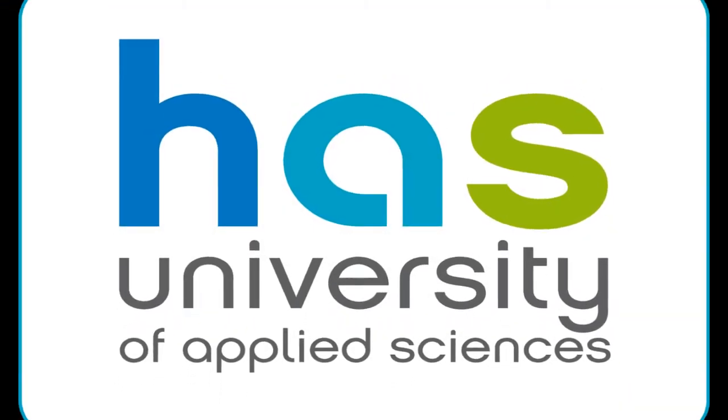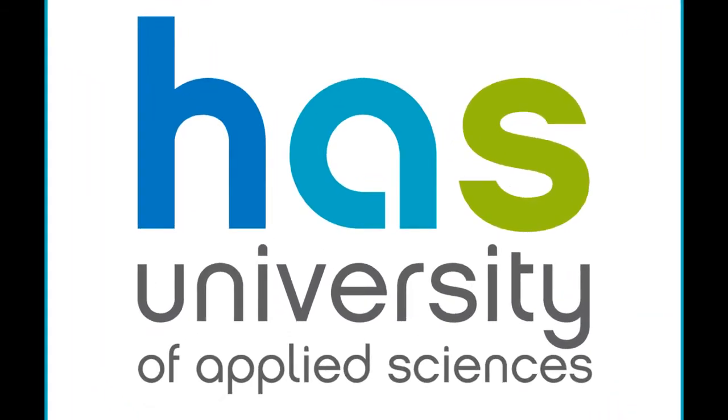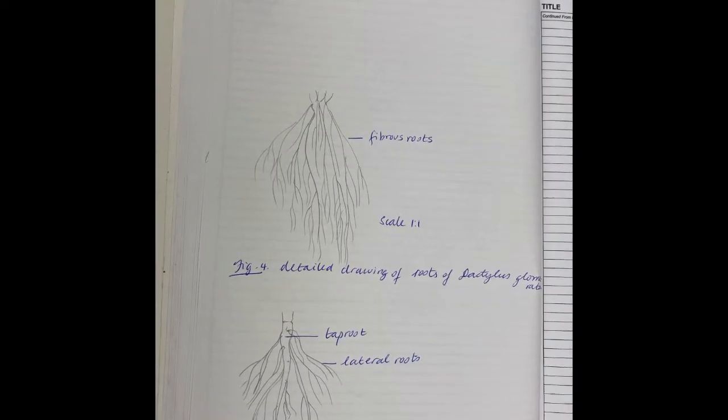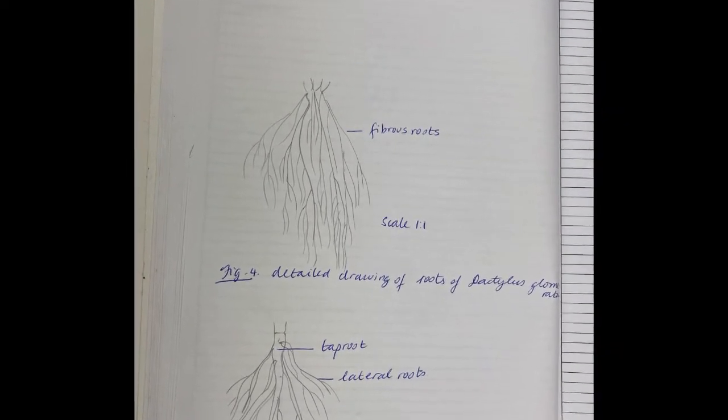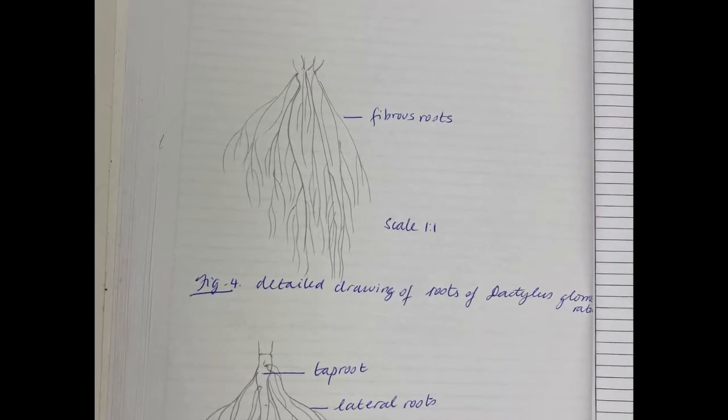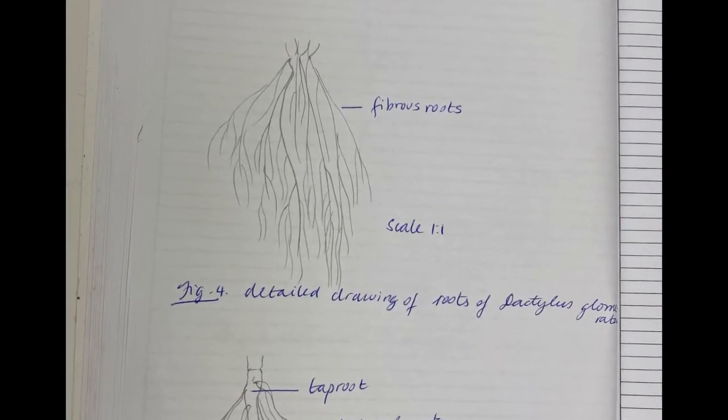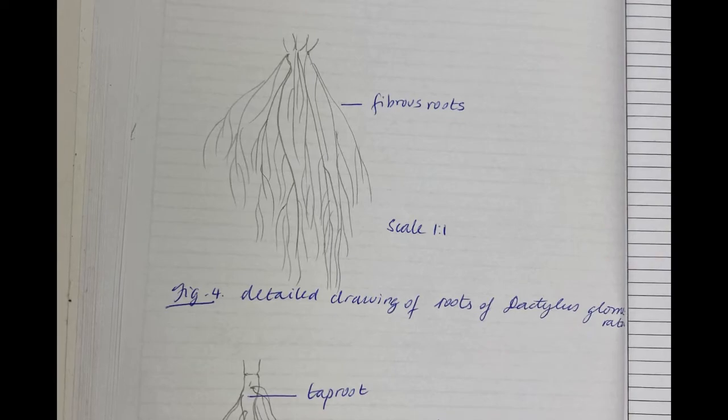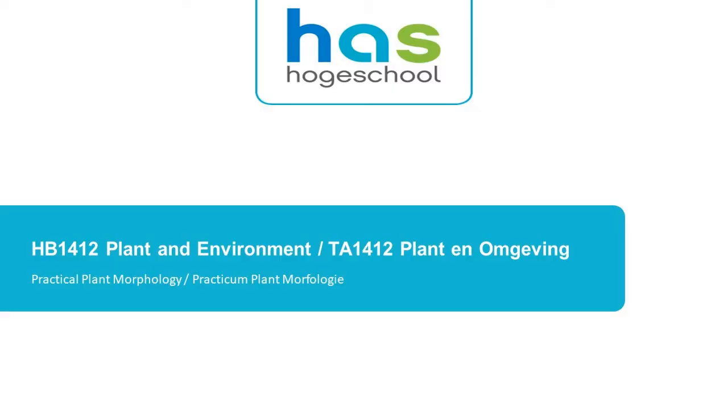We ended last time with the main organs of the plant. However, I forgot to show you the drawings I made of the root system. That also needs to go into your research journal. So next up is the detailed morphology of the flowers.